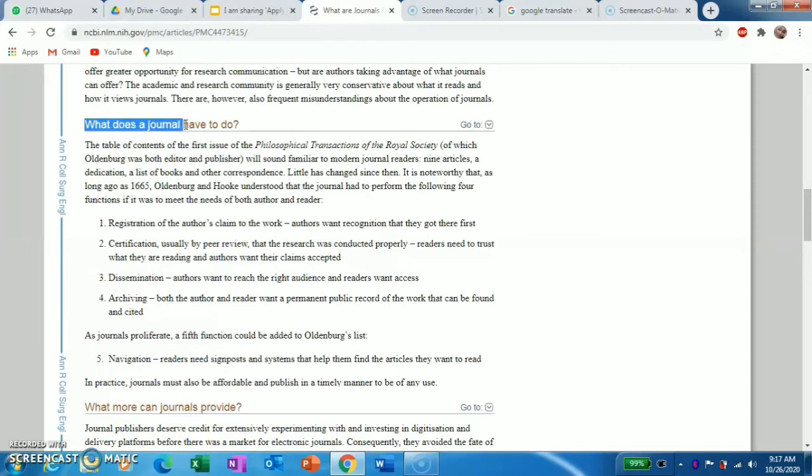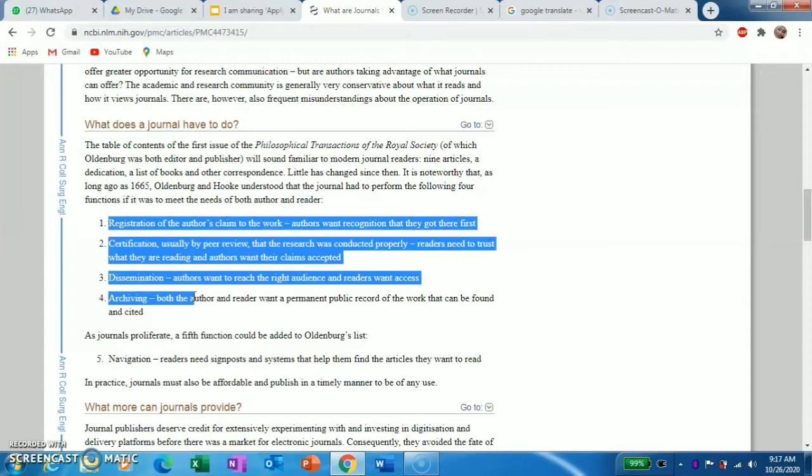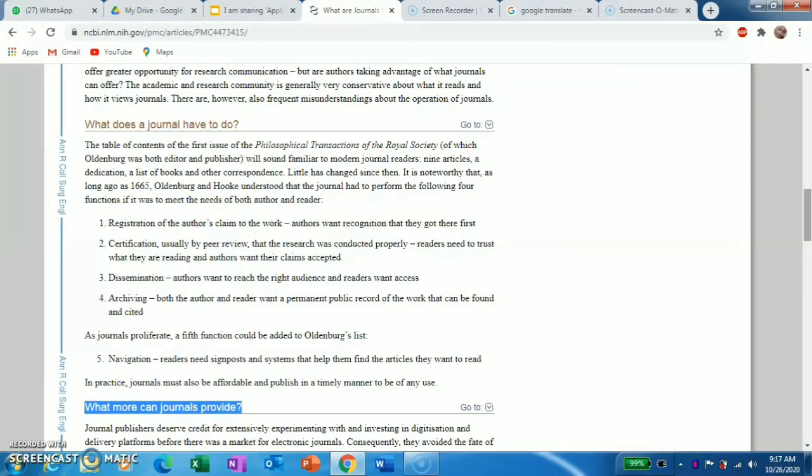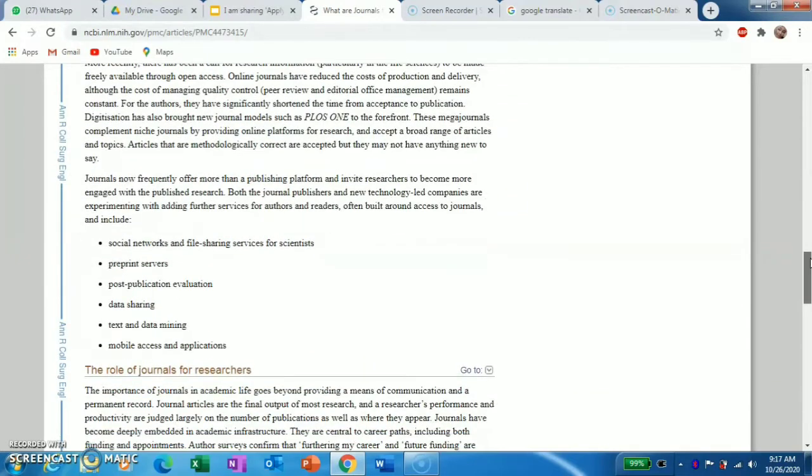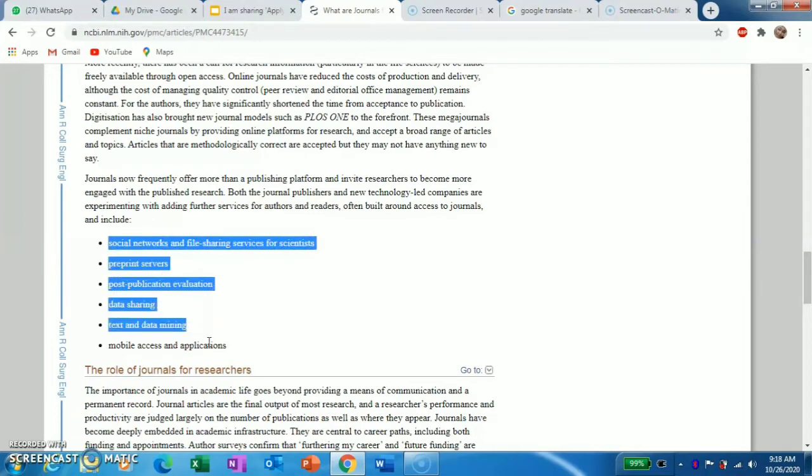That is the beginning of the article, right? I will read again and briefly skim the contents. I will look at the key headings as well as the points mentioned. Yeah, this is the heading, "What are journals for?" And these are the points, as well as the points mentioned here that seem to have important information.